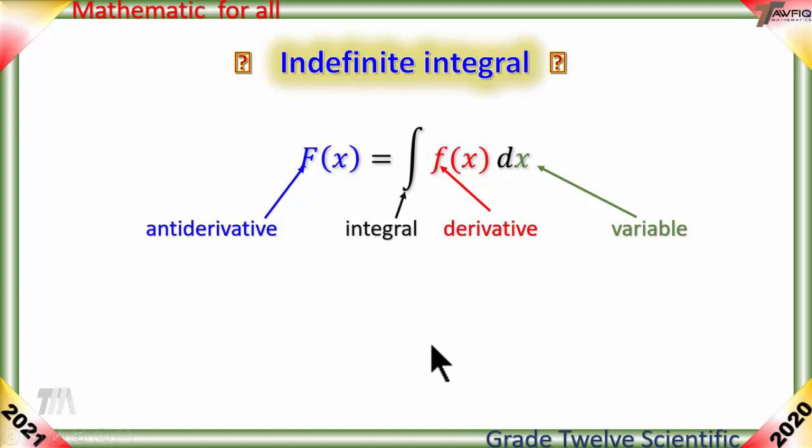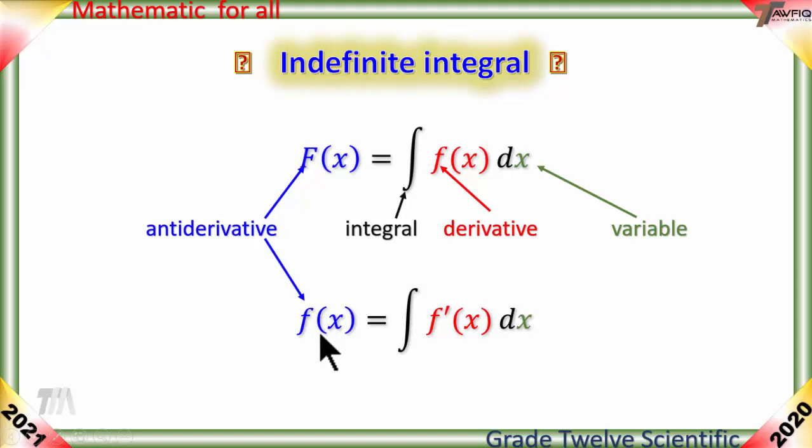We can write this formula in another way, like this: f of x is equal to the integral of f prime of x dx, where f of x is an antiderivative, and this is the symbol of integral, and this f prime of x is a derivative, and x is the variable of integral.